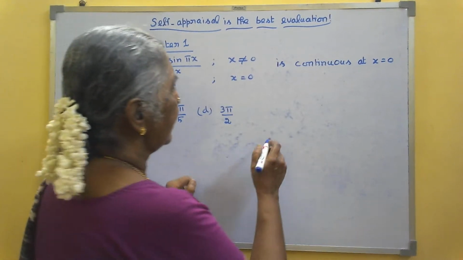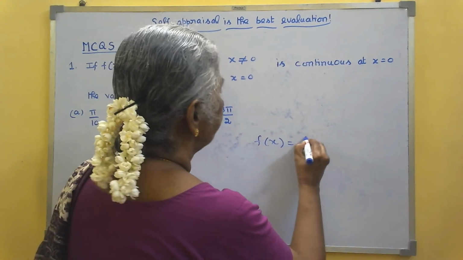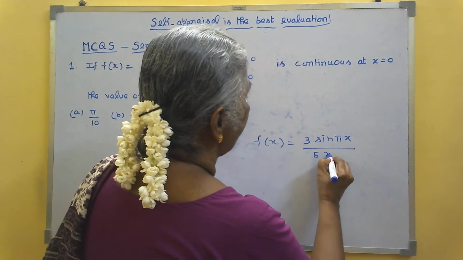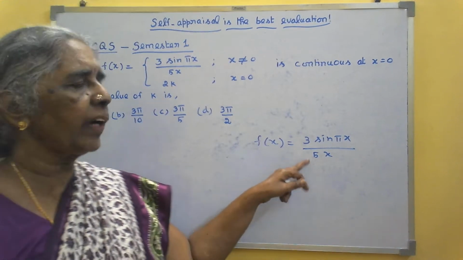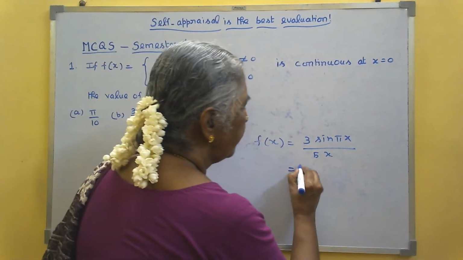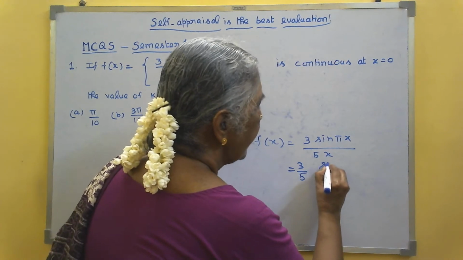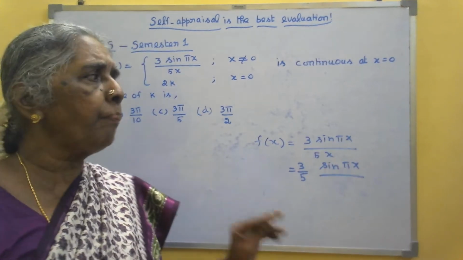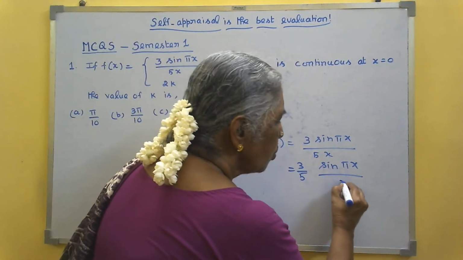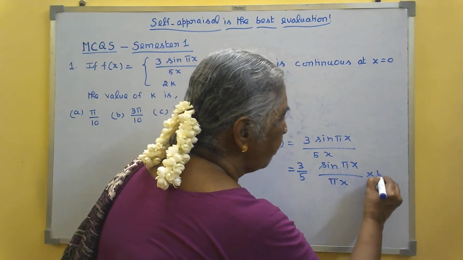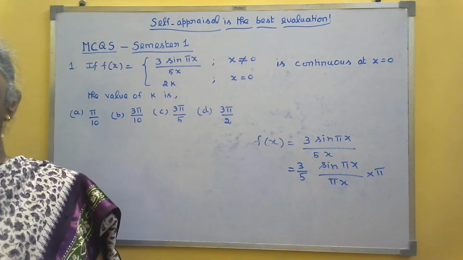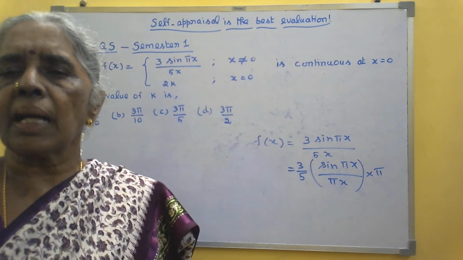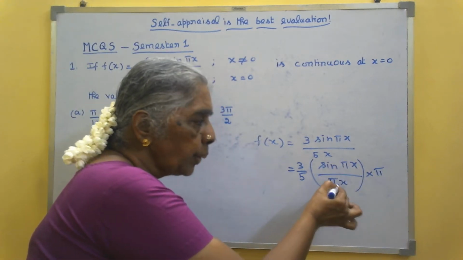So, now let us write the f of x is equal to 3 sin pi x divided by 5x. Now, the 3 and this 5, they are only constants. So, let me write the 3 by 5 here. I have a sin pi x, that means in the theta place I have pi x. Here I have 1x. So what I am going to do? I am going to multiply the numerator and the denominator by pi, so that this part will become of the form sin theta by theta. Whatever is here, you should have it here, right?